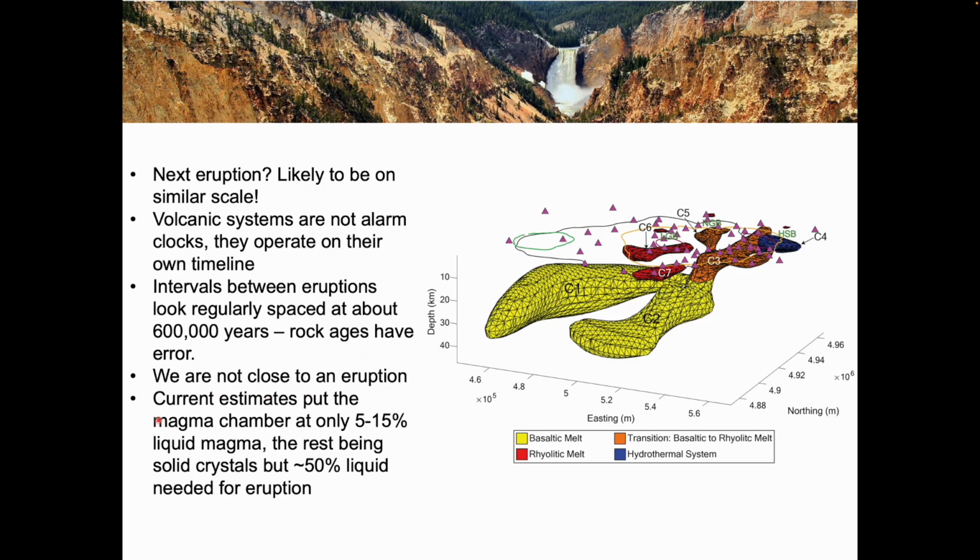Current estimates put the magma chamber at only 5 to 15% liquid, the rest of it being solid crystals. So again, the magma chamber beneath Yellowstone is mostly solid, only 5 to 15% liquid. It is thought that we need at least 50% liquid for an eruption, so we need a lot more magma to be produced, and for that magma to flow up through the crust and fill up the magma chamber before we get another caldera-forming eruption at Yellowstone. That is likely to be hundreds of thousands of years in the future from now.